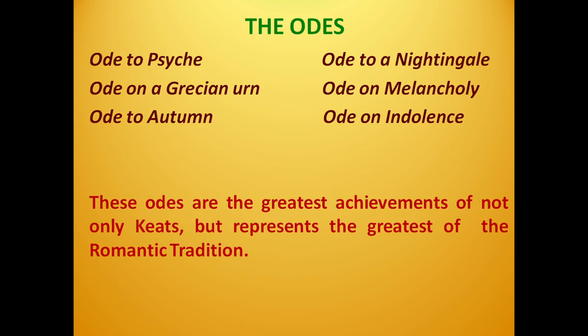His greatest achievements are his odes. The Ode on a Grecian Urn, To Autumn, To a Nightingale, they are masterpieces of the Romantic tradition as well as the English poetic tradition. In fact, people say he is to the odes what Shakespeare is to the sonnets.